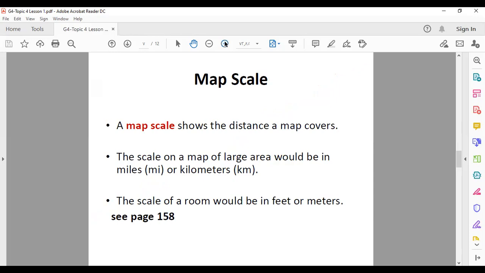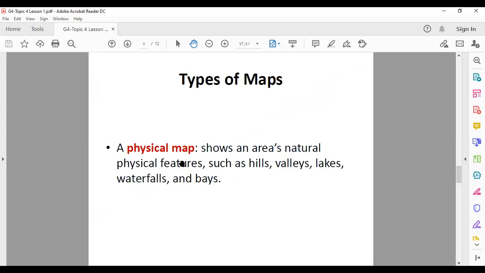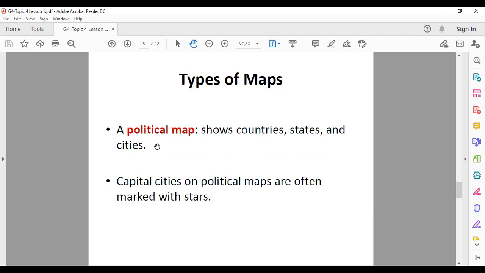Types of maps. There is a physical map. By its name, it shows the natural, physical features of an area, such as hills, valleys, lakes, and so on. The political map shows the countries, states, and cities, and the capital city is always marked with a star. For example, on the political map of Jordan, Amman must be marked with a star.